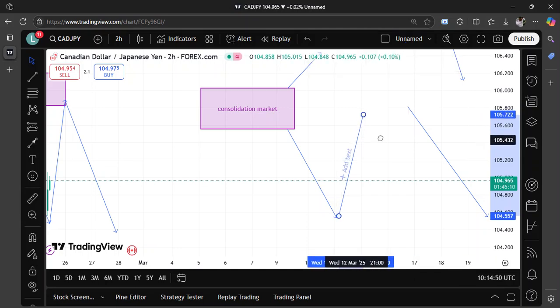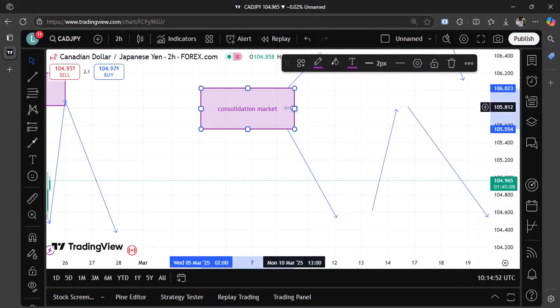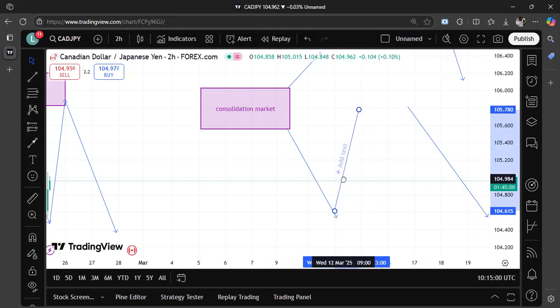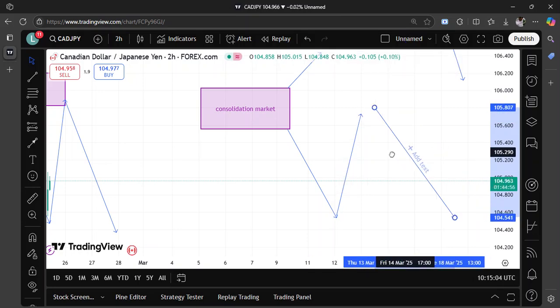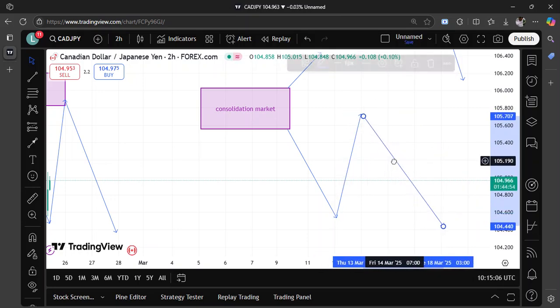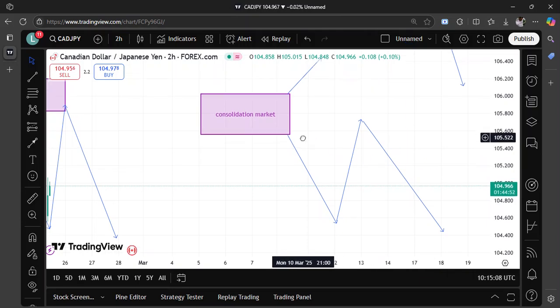So once the market consolidates, this is where you should be looking for areas of sell if it expands downwards. All you just need to do is wait for this market to return back to the consolidation point and you sell.